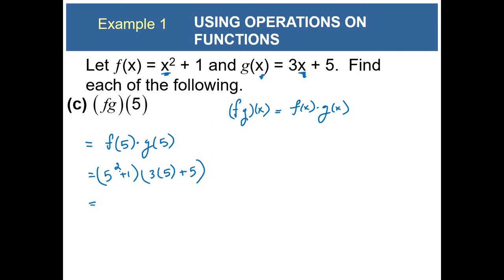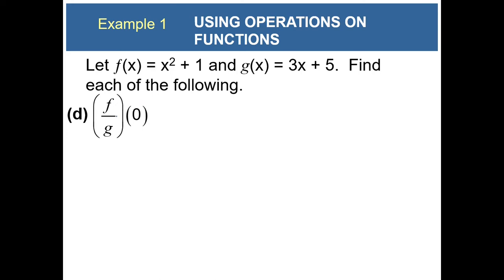We'll simplify 5 squared plus 1. That results in 25 plus 1. And 3 times 5 is 15, and we'll add 5 later. This reduces to 26 times 20. And our final solution is 520.